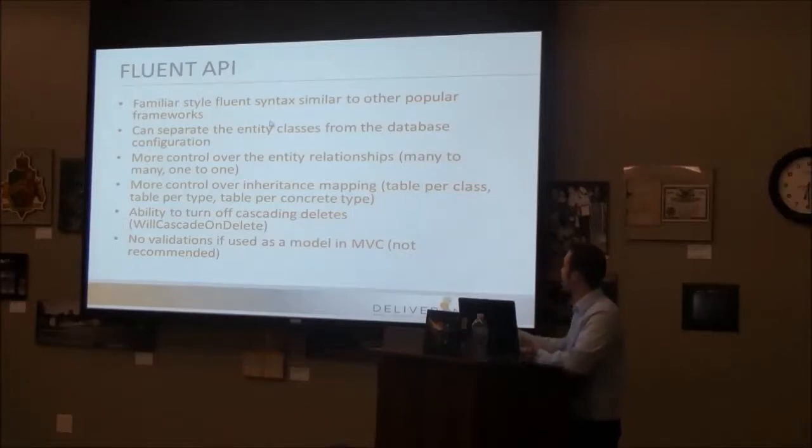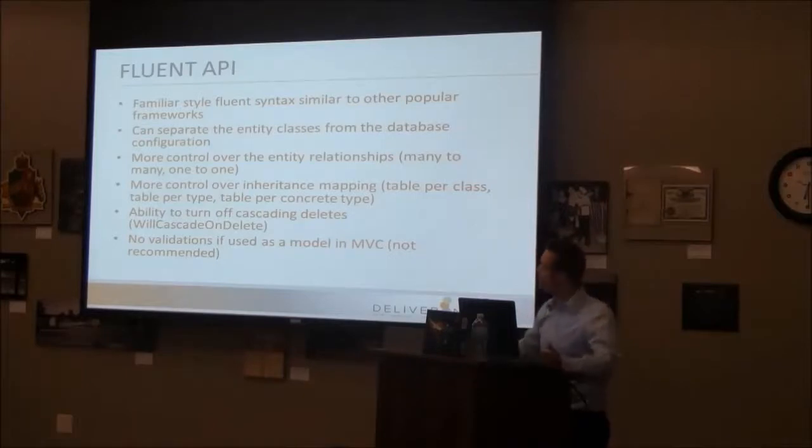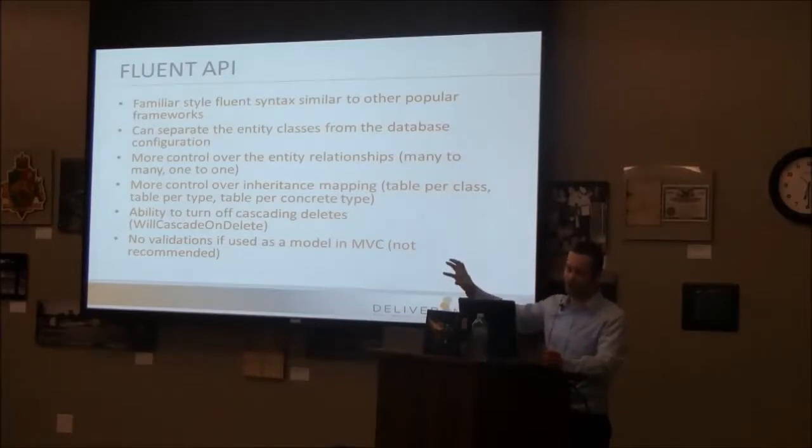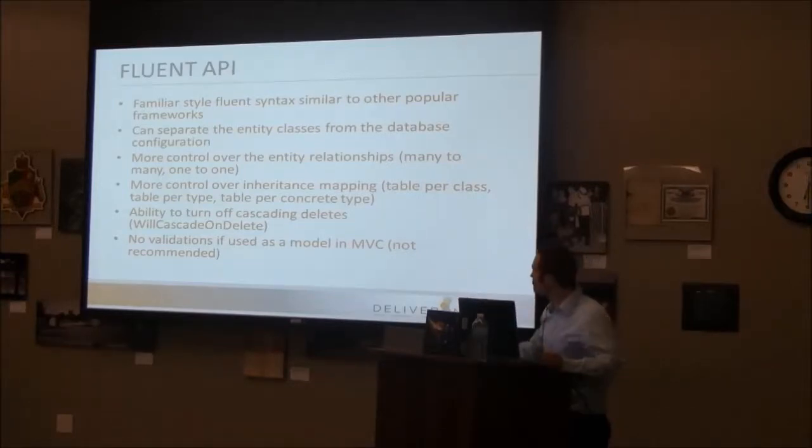And one of the nice things about that is, I mentioned that with the data annotations, the configuration is tied directly to your entities itself. With the Fluent API, you can actually separate out that configuration, so your POCOs are truly POCOs. They have nothing to do with the database. So if you're into that, then you can actually separate out that configuration. And you have a lot more control over how your database gets generated.